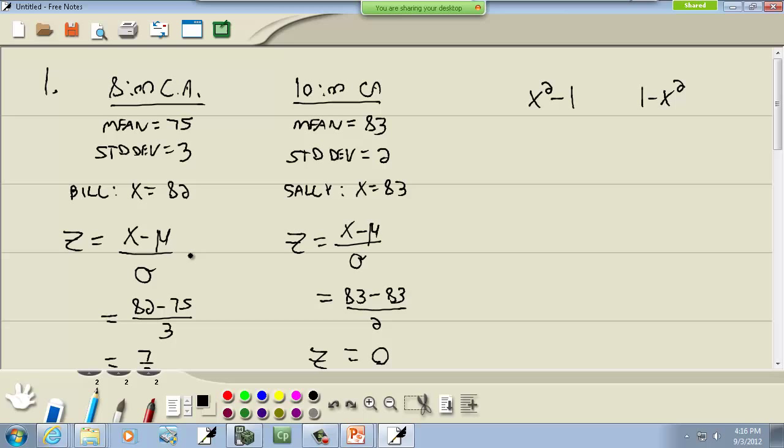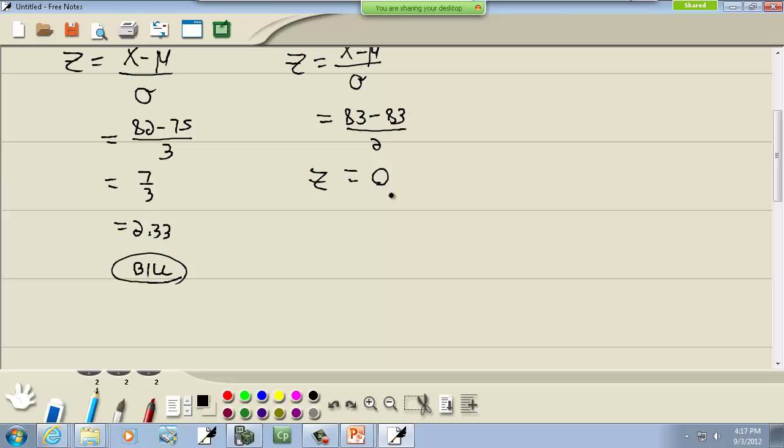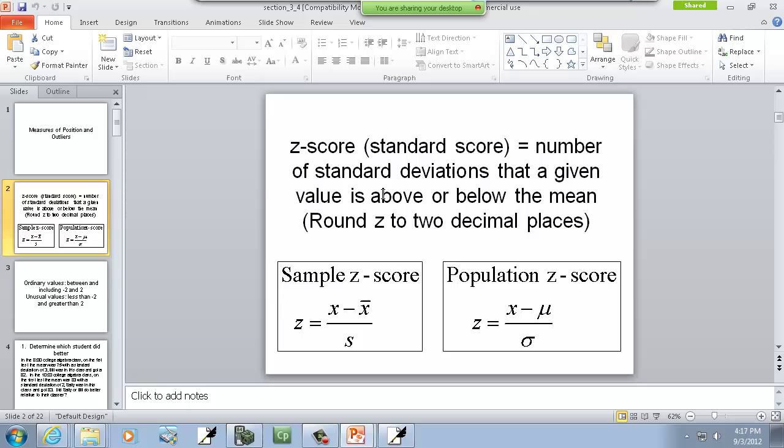While Sally, she's surrounded by engineering students. And even though she does well, in comparison, she does lower. So, again, there are some flaws with using z-scores as standard scores.